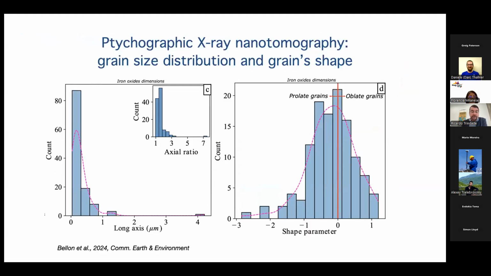From this ptychographic X-ray nanotomography, you can also have this grain size distribution of those rocks. So you can see that we have here the size of the long axis and the amount of particles. We have the particles, most of them below 1 micrometer. Aspect ratios are usually below 3, but mostly below 2. We can also define the shape parameter of those particles. We have mostly prolate grains, but some oblate grains, but they are distributed around a neutral shape parameter.